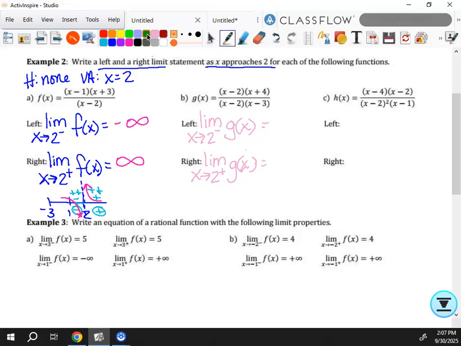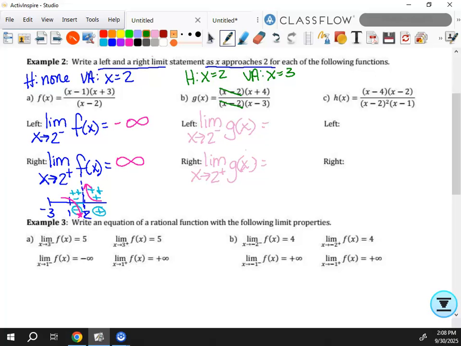Okay, so here I can cancel this out, which means I have a hole at x equals 2, and I have a vertical asymptote at x equals 3. Because this question is asking me to write my limit statements as I approach 2, I really don't care that I have an asymptote at 3, right? I only kind of care because maybe I would need to put it on a sign chart or something, but I'm approaching a hole this time.